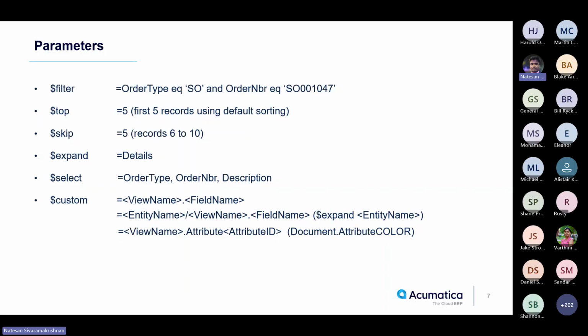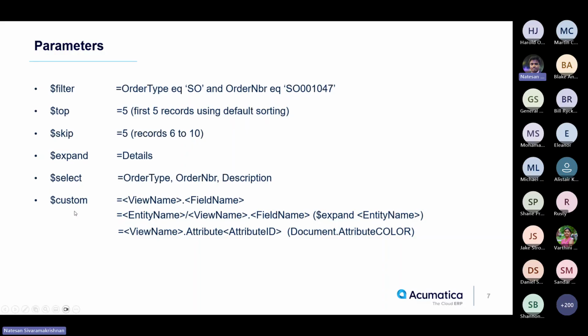And to get the details of the sub entities, we have to use the expand parameter. By default, the sub entities of the top level entities are not returned in the request, so we need to use the expand parameter. For example, if you want to see the details of the sales order, then we have to use the expand parameter to get the sales order details results in the API response. We also have the select parameter that helps us to only fetch the required records, like order type or order number.